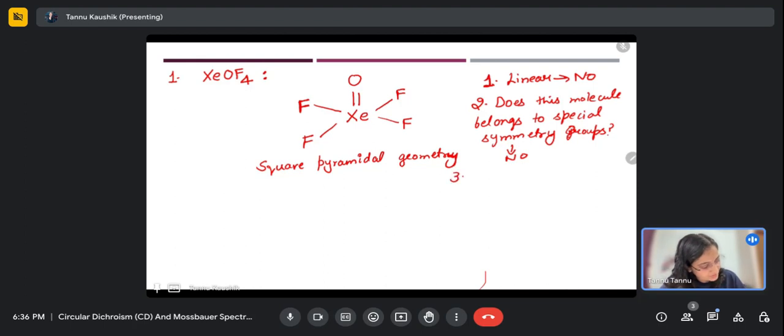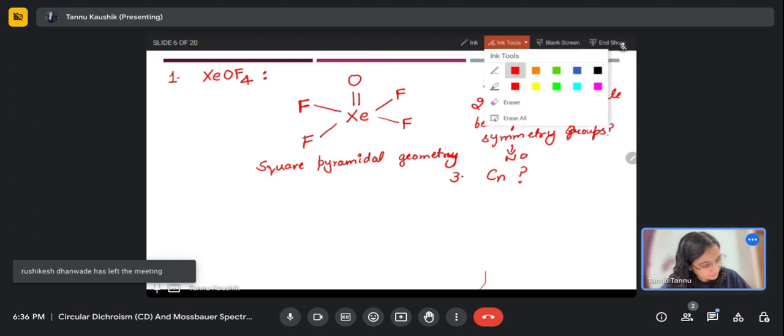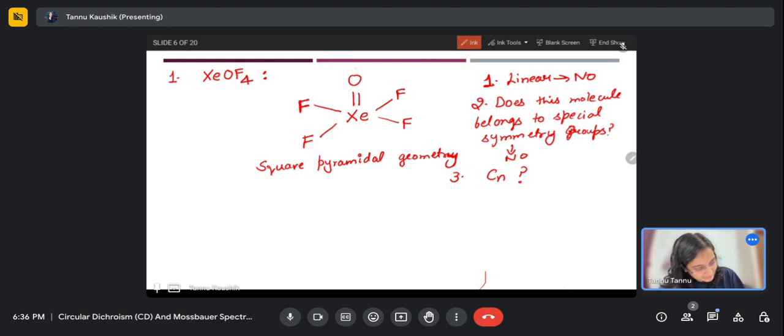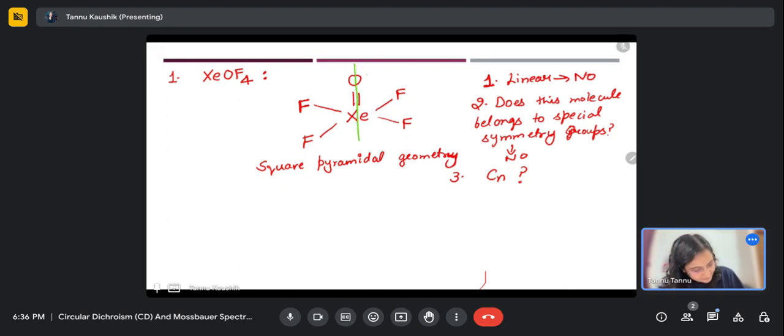The next question is, does it have a principal axis, a rotational axis? So yes, this molecule has a C4 axis passing through this Xe=O double bond. This double bond O is out of plane and these five atoms are in plane, and this double bond O is perpendicular to this Xe and these four F plane.